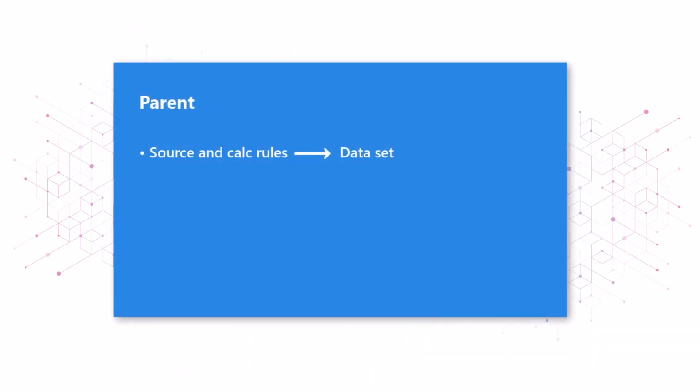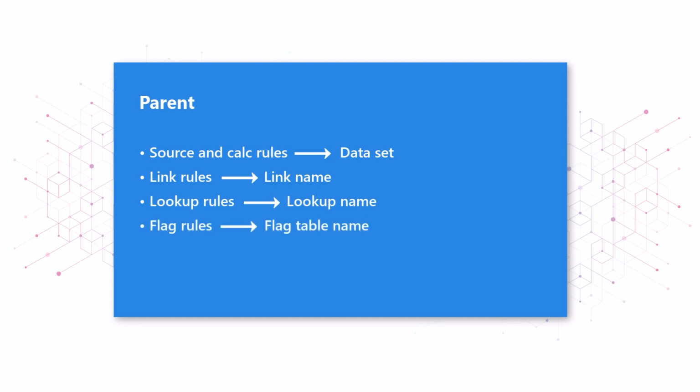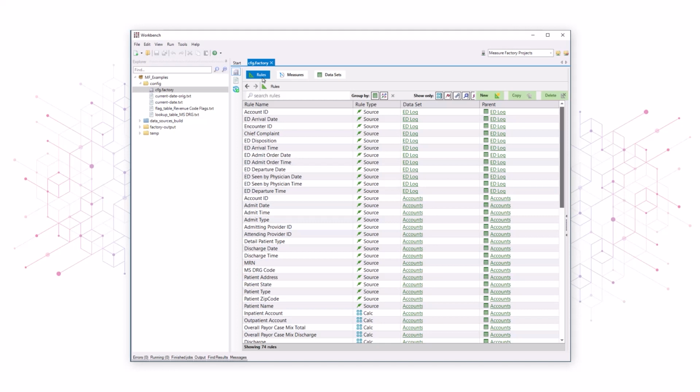For source rules and calc rules, the parent is the dataset they belong to. For link rules, the parent is the link name. For lookup rules, the lookup name. For flag rules, the flag table name, and for plugin rules, the plugin name. You can create, copy, or delete a rule using the command buttons on the right.